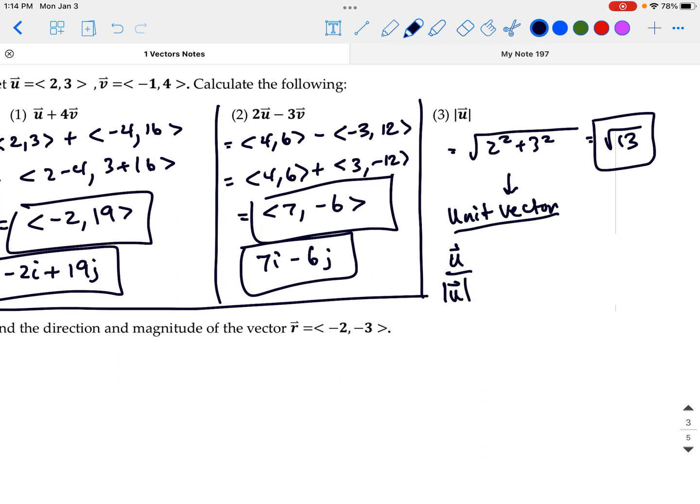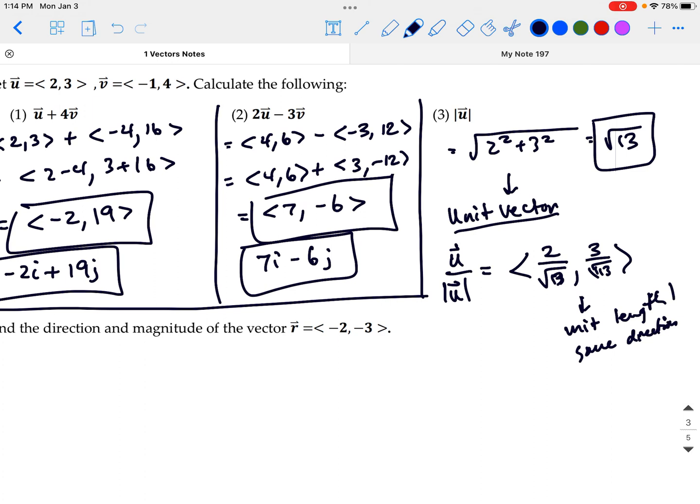All right, so if I take u divided by magnitude u, so in this case, our u would be 2 over rad 13 and 3 over rad 13. Then this vector is going to have a unit length 1, but it's the same direction as our original vector u.